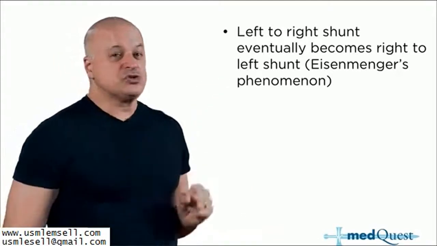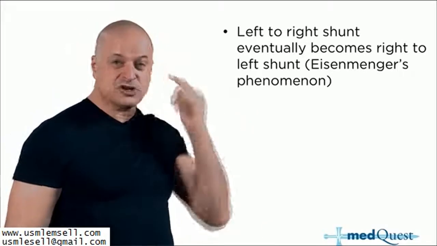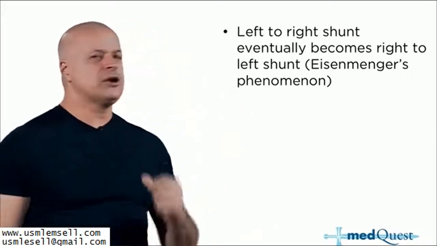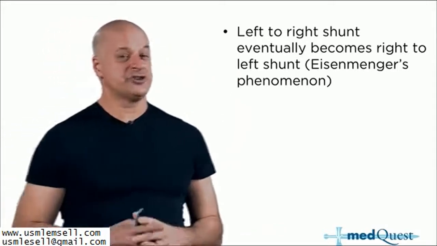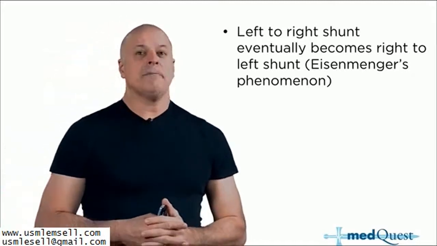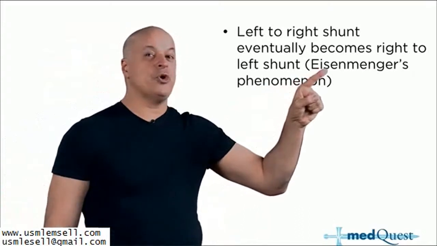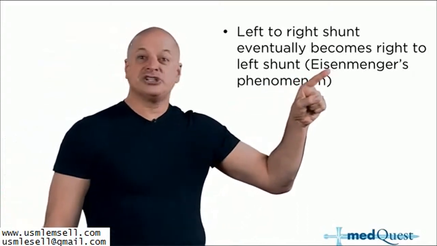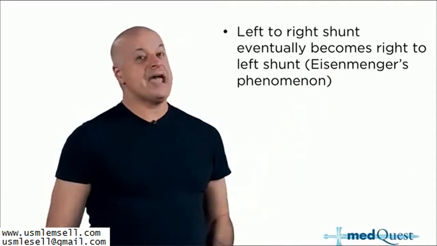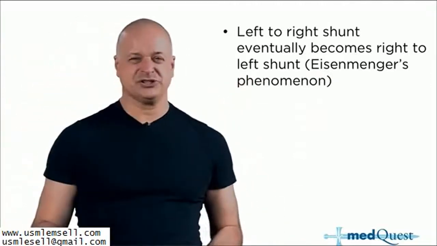Remember when you're born, the shunt goes left to right. Why does it go left to right? Because the pressure is greater on the left. But what happens eventually is the right ventricle can become so big and so thick that the shunt starts to go from right to left. Why that means left to right, right to left, I can't understand it, skip it, I want to be an orthopedic surgeon.